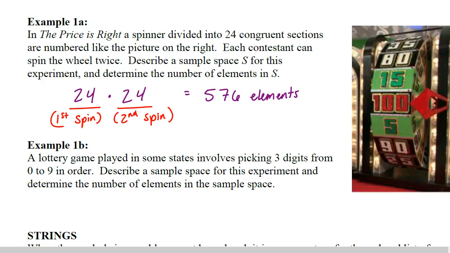Or in this next example, a lottery game played in some states involves picking 3 digits from 0 to 9 in order. So we want to describe a sample space for this experiment and determine the number of elements in the sample space. So in this situation, we're going to have 3 numbers that are drawn. Now each of those numbers could be a digit from 0 to 9. So that means that each of those has 10 possible digits because we're counting 0. So we're not starting at 1, so there's 10. So 10 times 10 times 10 is obviously 1,000. So there's 1,000 elements in that sample space.